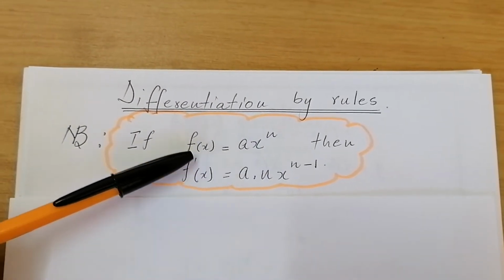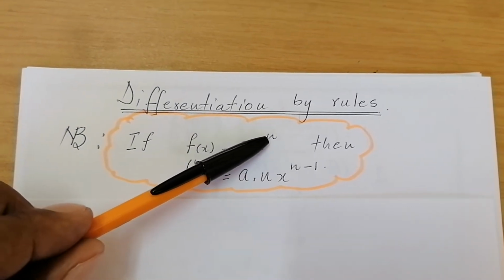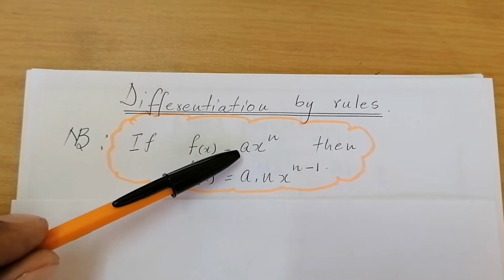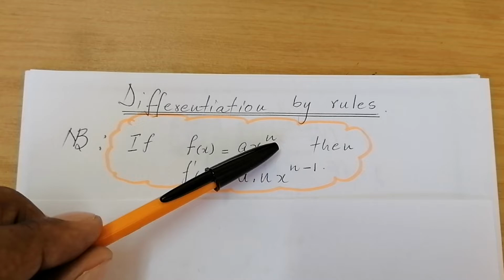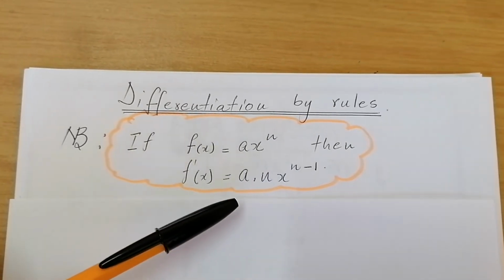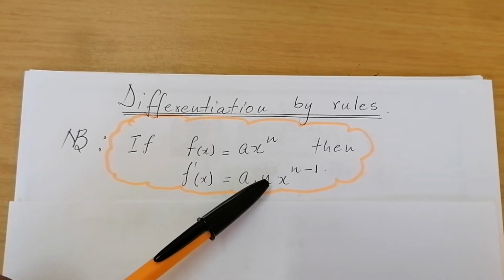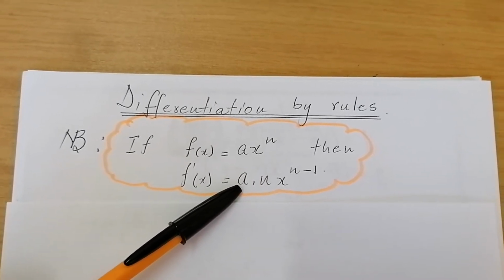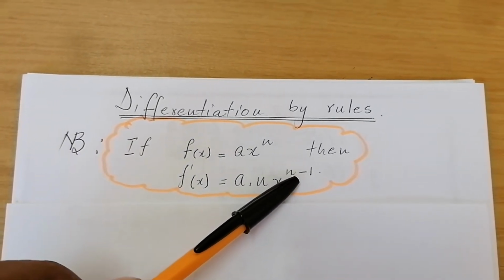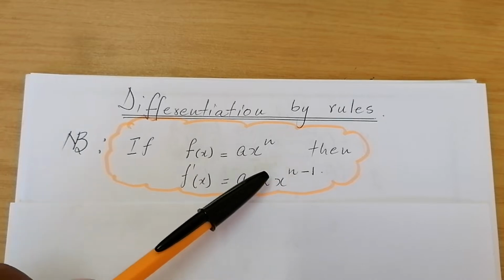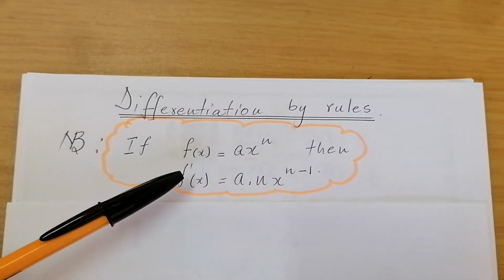What happened here? When you differentiate this, you take the exponent of the variable, you multiply it with the numerical coefficient of the variable. Then you subtract 1 from the exponent. Let's see what I'm talking about. The exponent was n. I multiply the numerical coefficient of x, which was a, by n. I go to the exponent, I subtract 1. Now I have differentiated f with respect to x.